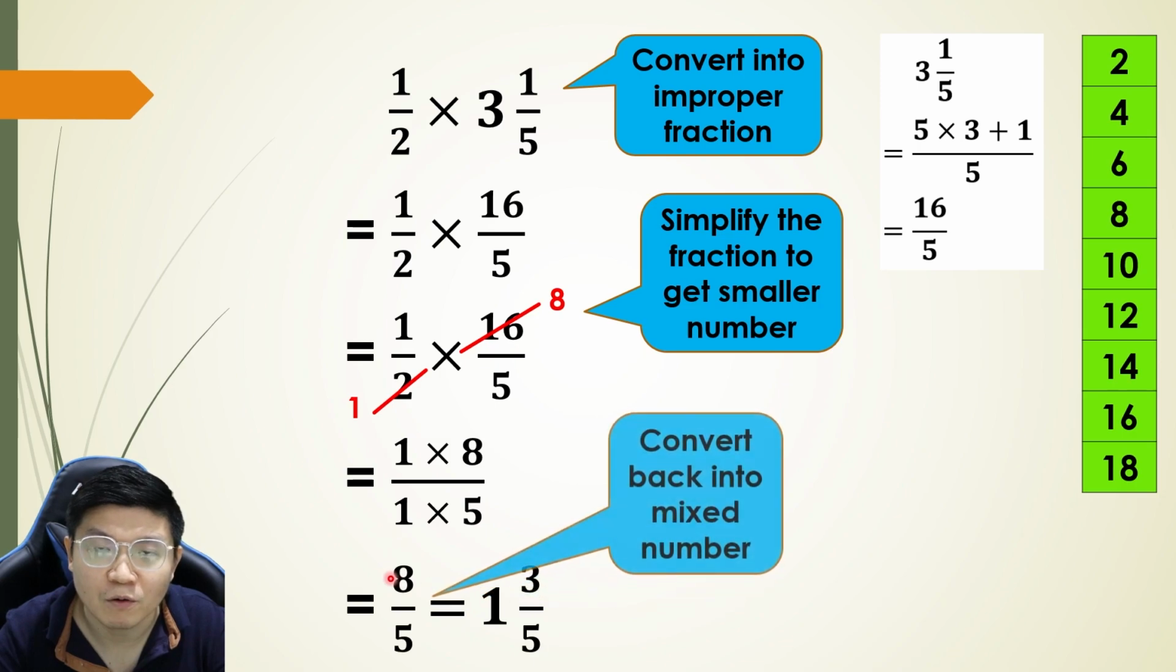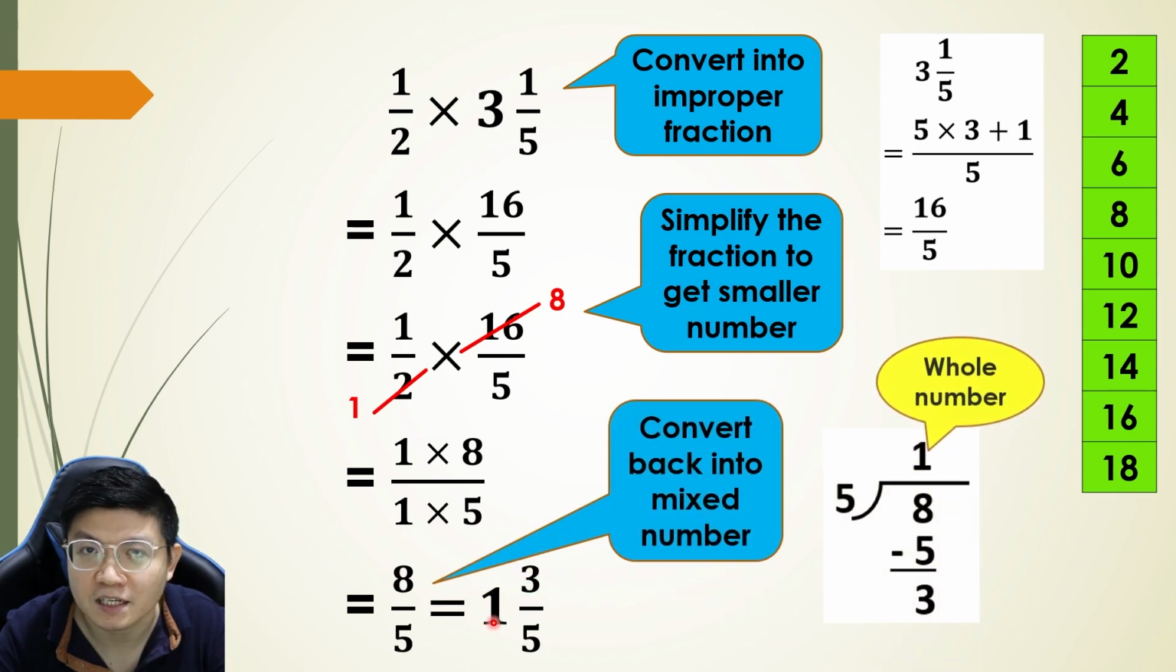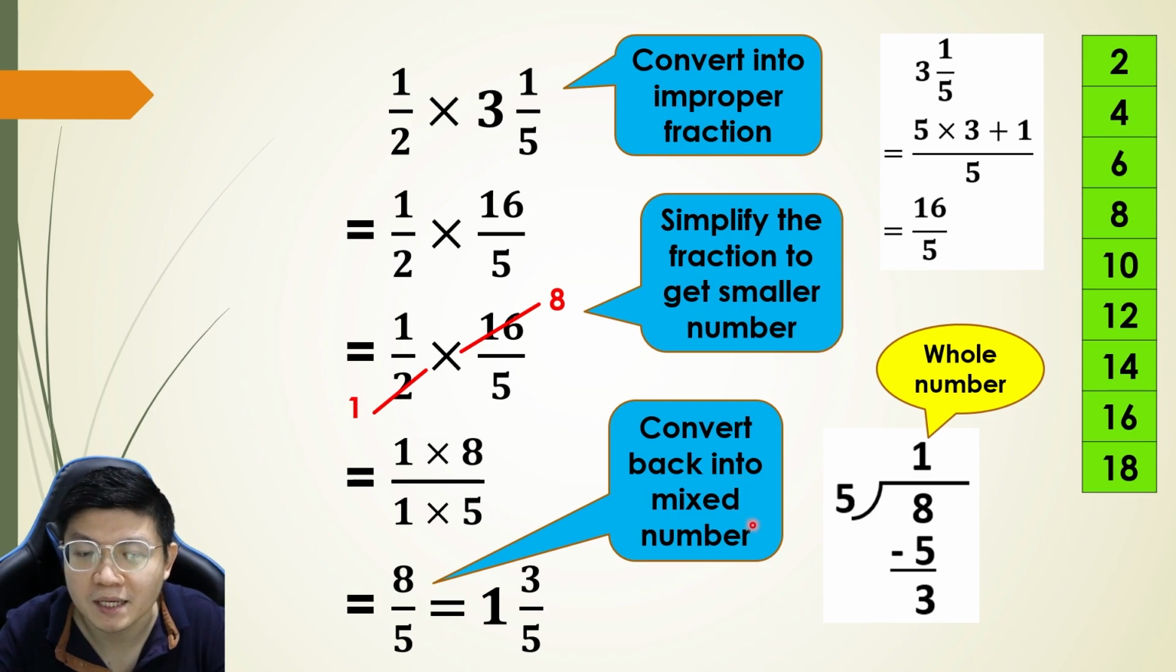Now you get 8 over 5, but don't leave the answer as an improper fraction. We need to convert back into a mixed number by using this. You divide them. So 8 divided by 5, 5 1s are 5, and then remainder 3. So the whole number here is 1, and the remainder is 3 over 5. Right? This is the final answer.